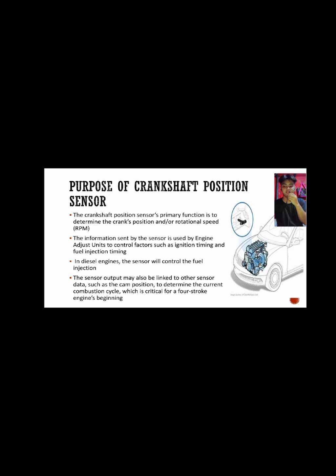Purpose of crankshaft position sensor. The crankshaft position sensor's primary function is to determine the crank's position and/or rotational speed, RPM. The information sent by the sensor is used by the engine control units to control factors such as ignition timing and fuel injection timing. In diesel engines, the sensor will control the fuel injection. The sensor output may also be linked to other sensor data, such as the camshaft position, to determine the current combustion cycle, which is critical for a four-stroke engine's beginning.